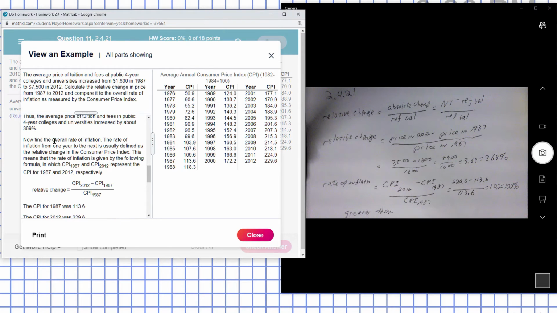The overall rate of inflation from one year to the next is usually defined as the relative change in the Consumer Price Index. So the change in the Consumer Price Index from one year to another year. In this case, we're looking at the relative change in the Consumer Price Index going from 1987 to 2012. And we have the Consumer Price Index here.